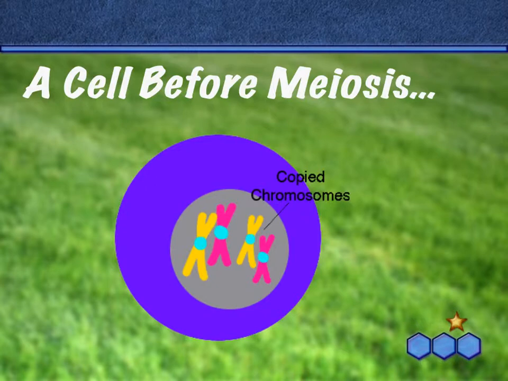So here is a cell before meiosis. And this is a special cell that only has 4 chromosomes. So this is different from a human cell, which would have 46 chromosomes. And notice that they're copied here. So notice that they have an X shape to them. That means that you have 2 copies of chromosomes there.